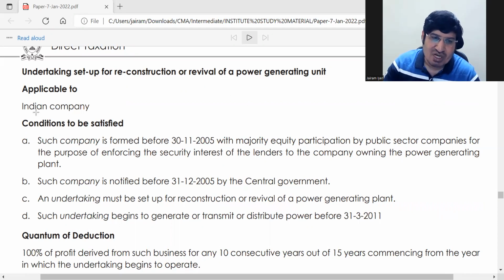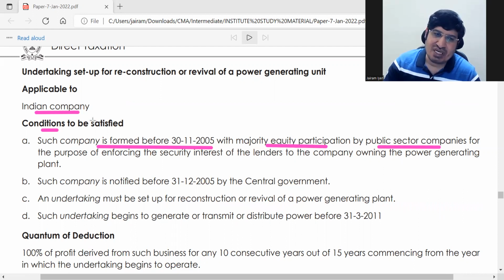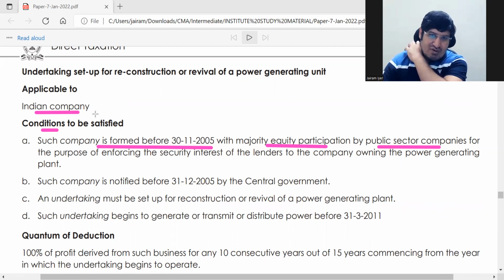So it's applicable to an Indian company, and there are some conditions for this. One is the company is formed before 30/11/2005. ठीक है, और इसमें with majority equity participation by public sector companies. ठीक है, this Indian company will have majority partnership of public sector companies. So it will be a public sector company, you can say. Okay, that is one thing.